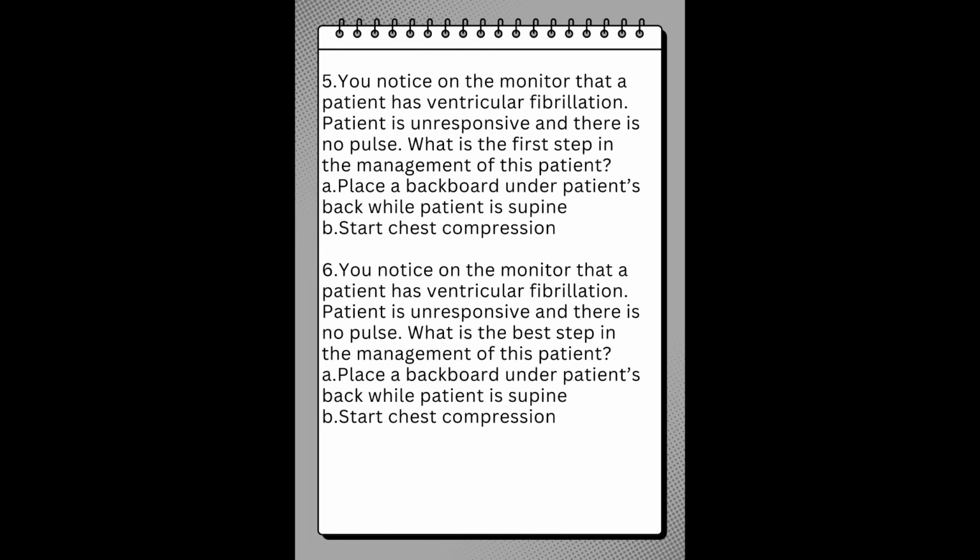First step. A. Place a backboard under the patient's back while patient is supine. B. Start chest compression. Now, a patient is unresponsive following ventricular fibrillation. What is the first thing to do? Of course, many people will go for start chest compression, which of course is what you are supposed to do. However, the question is saying what is the first?